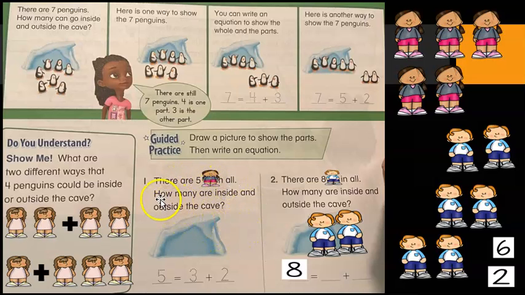Now, they want to know how many are inside, in here, and how many are outside, okay? Now, they already set up the addition equation for you. All we have to do is put either 3 girls inside and 2 girls outside, or we could switch it and put 2 girls in here and 3 girls outside.